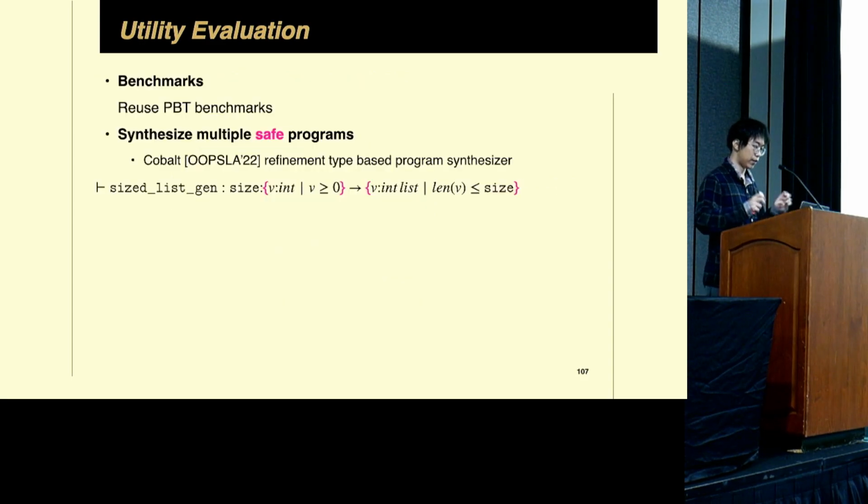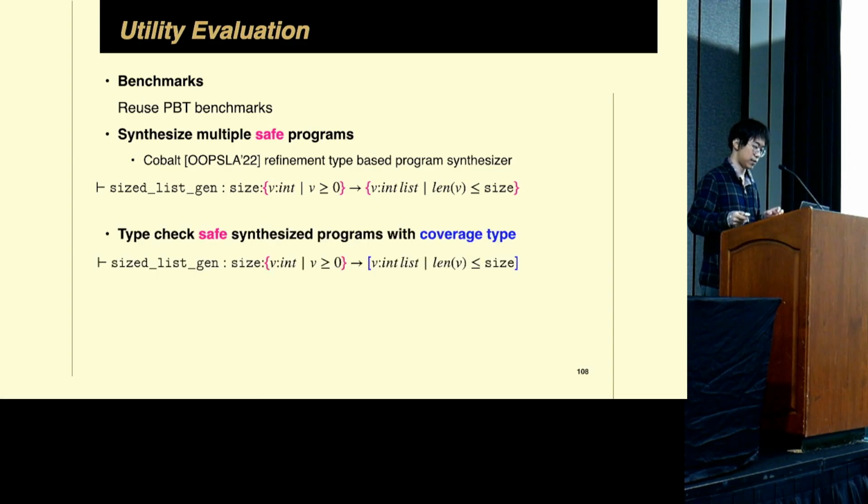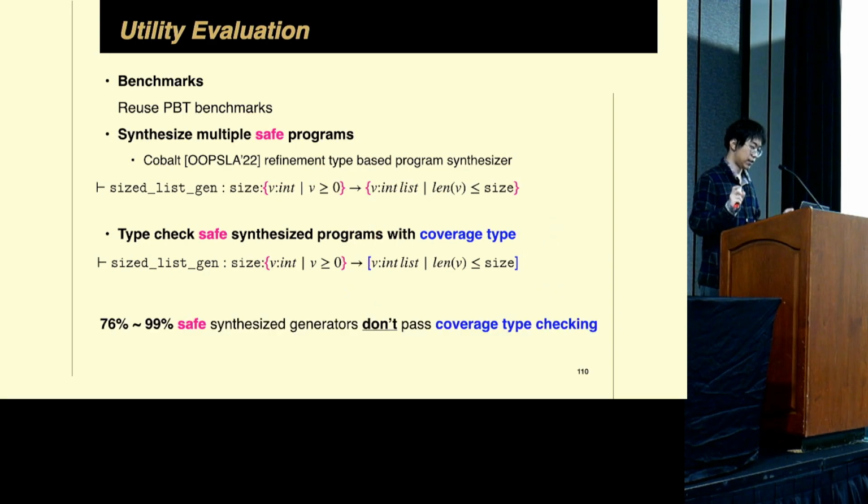So we have an evaluation, an experiment for this. We reuse our property-based testing benchmarks, and we use the existing refinement type-guided component-based synthesizer to synthesize multiple safe programs, and verify these synthesized safe programs over our coverage type system. You can notice that the specifications we use here have the same parameter types. We just flip the return type from the over-approximation to under-approximation. So results show that 76% to 99% of the safe synthesized programs don't pass our coverage type checking. It means that we do need a coverage type checker.